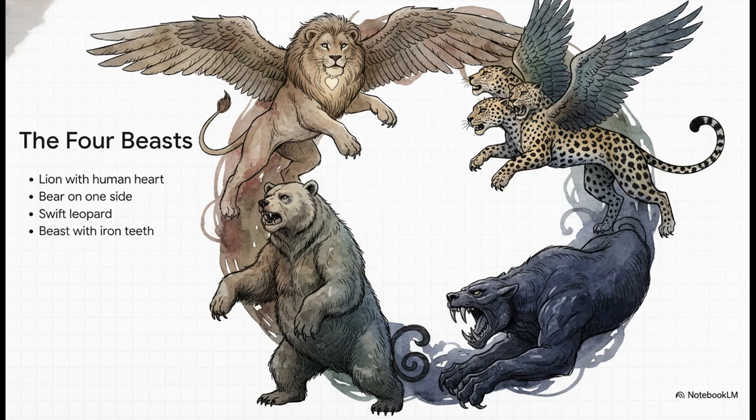Next up, a bear raised up on one side. This represents the Medo-Persian Empire's lopsided strength, where the Persians were definitely the dominant ones. Then we get a swift leopard with 4 bird wings and 4 heads. Kind of crazy, right? But it perfectly captures Greece's incredibly rapid, tenacious conquest, with those 4 heads symbolizing the 4 generals who took over after Alexander the Great died. And finally, this terrifying beast with iron teeth that just crushes its victims, representing the sheer overwhelming might of Rome.